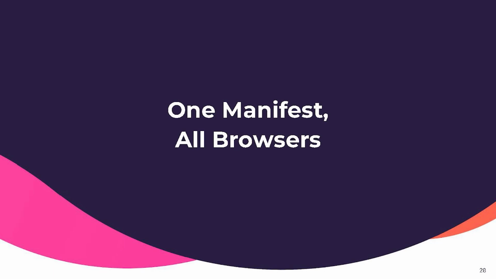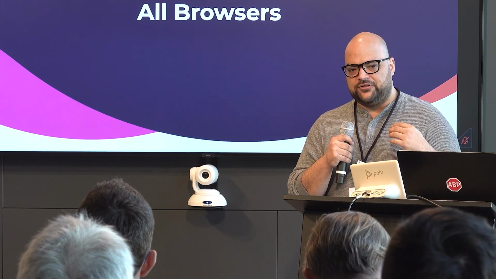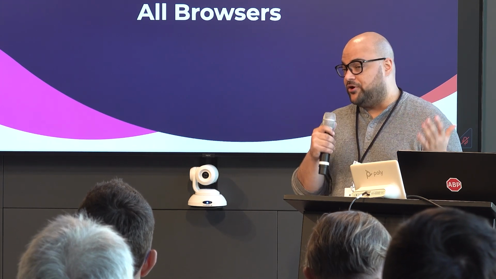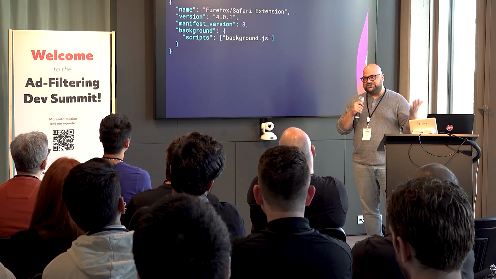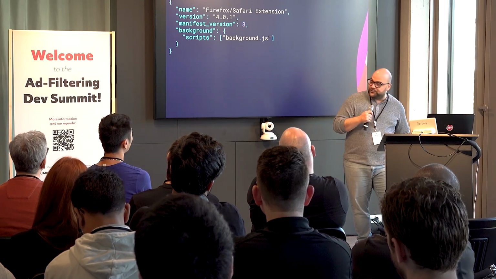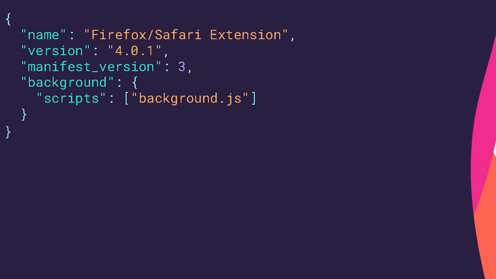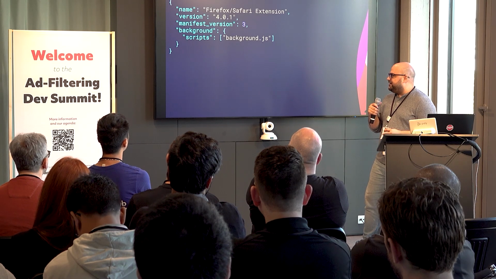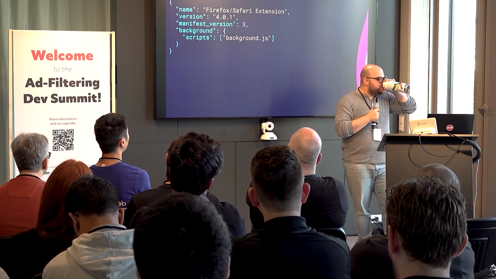One of the big changes that we have worked on in collaboration with the Web Extension Community Group is the ability to have a single manifest that can run across all browsers. And one of the main ways that has presented itself is the declaration of your background context. So here is a Firefox or a Safari extension that uses a background page, an event page, in order to run your background script.